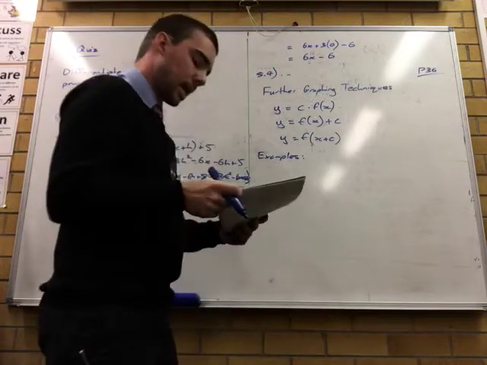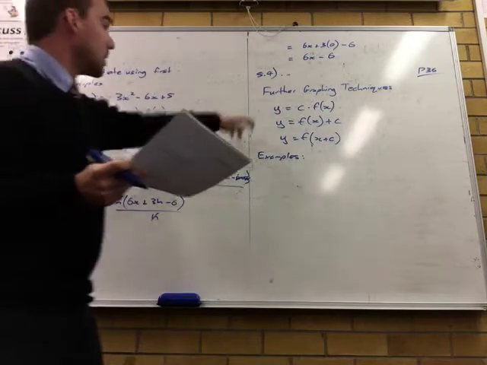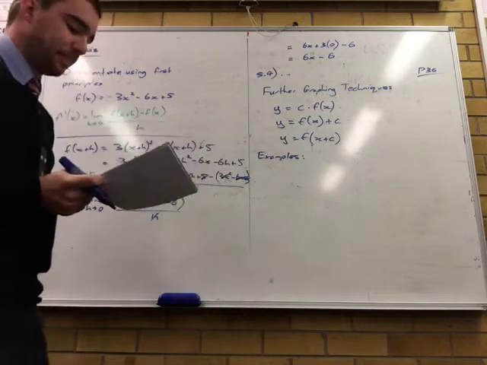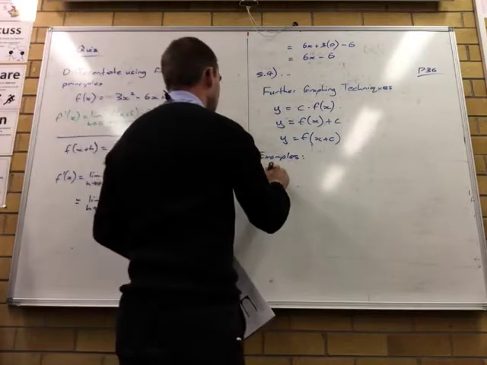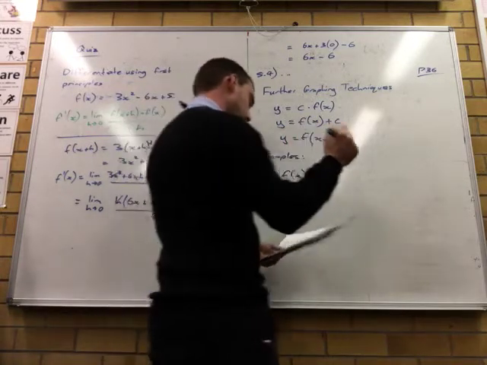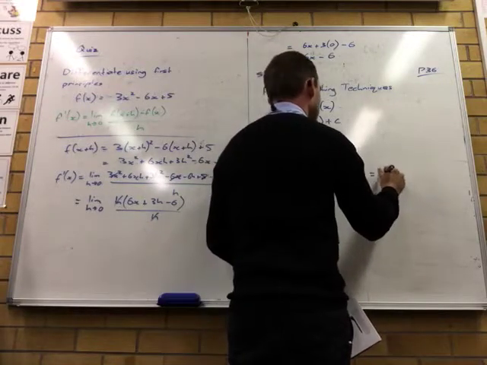The question asks us to sketch the following: y equals f of x, and then we're going to sketch the following three results from here. So we'll have a go. For example, f of x equals 2x plus 1, and we have our c as 3.